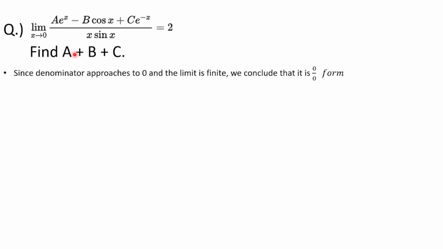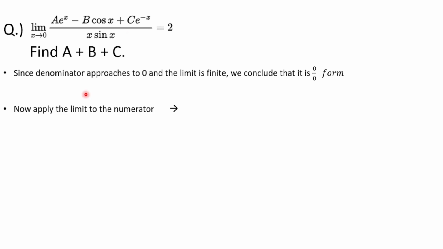Since the denominator approaches 0 and the limit is finite, the most important thing to note is that the limit is finite and the denominator is approaching 0. So now we have to conclude that it is in the 0 by 0 form. So we can apply the L'Hospital's rule and we can get a finite value out of it.